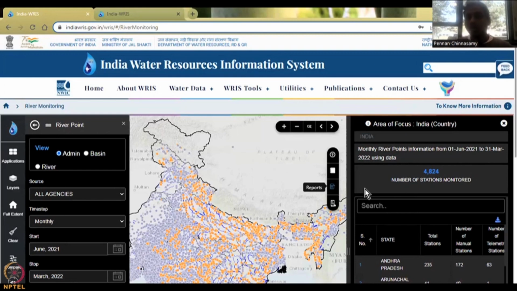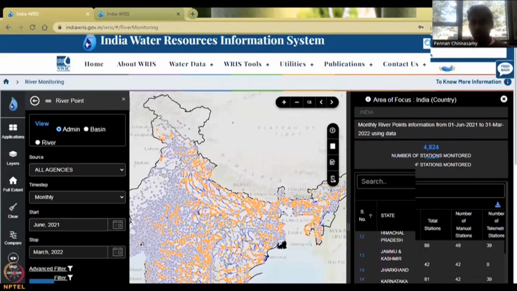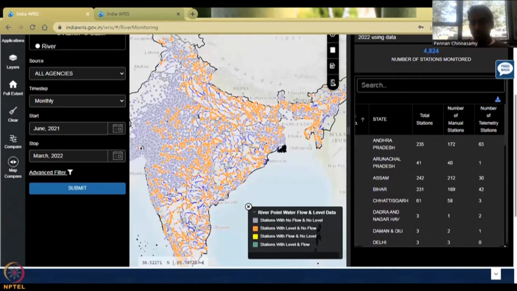Right. So how many stations do we have? Around 4,824 total stations that have been monitored across India for this time period. And then if you come down by pulling these sliders, there are multiple sliders. Okay, so there's one on the top and then one here. Here you can just scroll and it will work. If you go to the pointer and scroll, it will work.